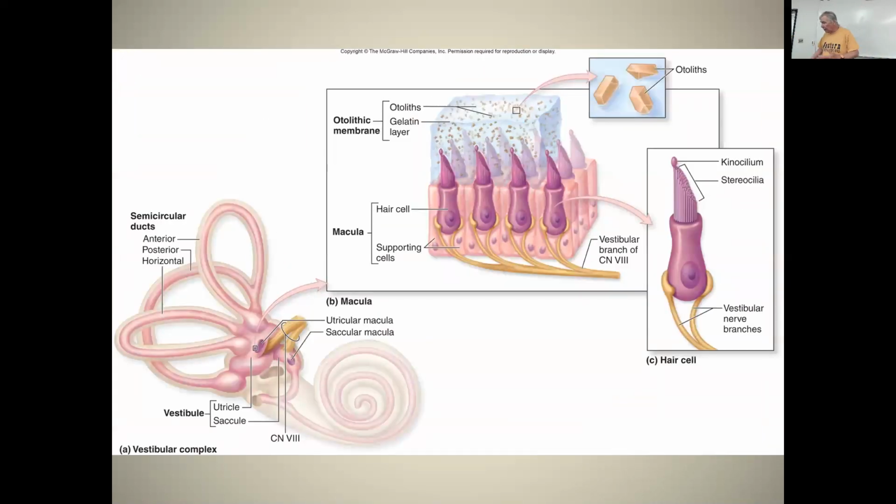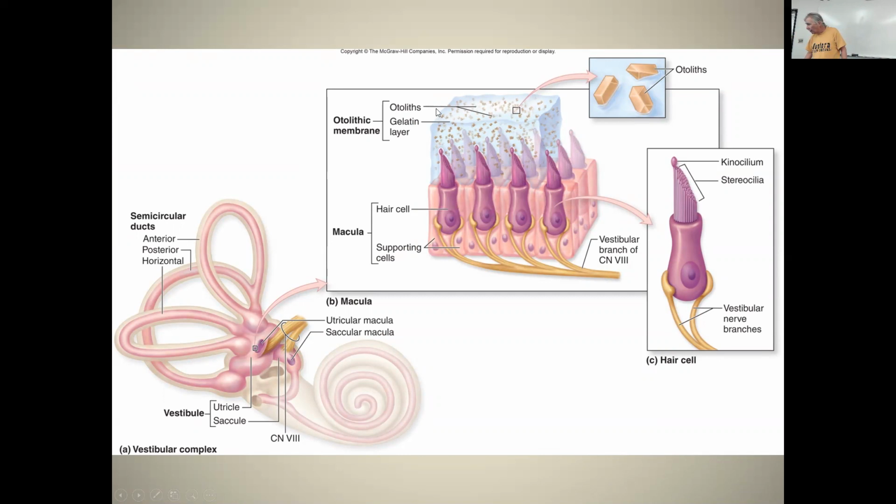So here is the utricle and saccule in the vestibule. Here's the vestibular part of cranial nerve 8. And here are the hair cells.